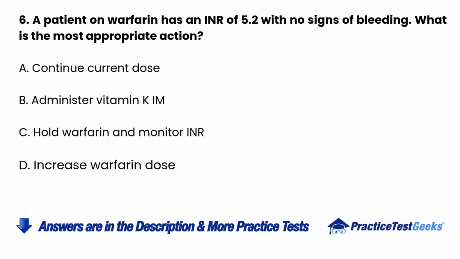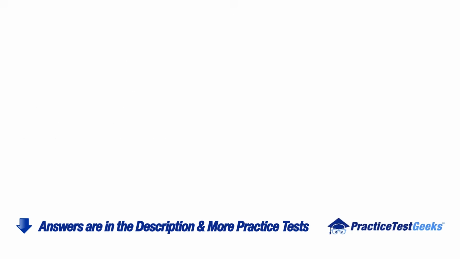6. A patient on warfarin has an INR of 5.2 with no signs of bleeding. What is the most appropriate action? A. Continue current dose. B. Administer vitamin K IM. C. Hold warfarin and monitor INR. D. Increase warfarin dose.